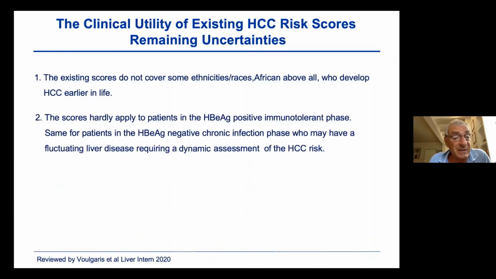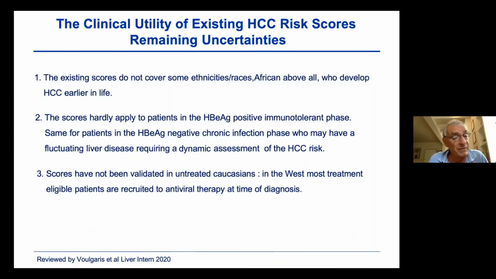Second, these scores hardly apply to patients in the e antigen positive, once defined as immunotolerant phase. And the same is true for those patients who are e antigen negative but have a chronic infection, not chronic hepatitis. And in that phase, this patient may still have some fluctuation of their disease because they might be erroneously, misleadingly classified as inactive carriers, but they might have, in fact, a chronic infection that here and there might develop with some flares of liver disease. So this score should be dynamically assessed in this population.